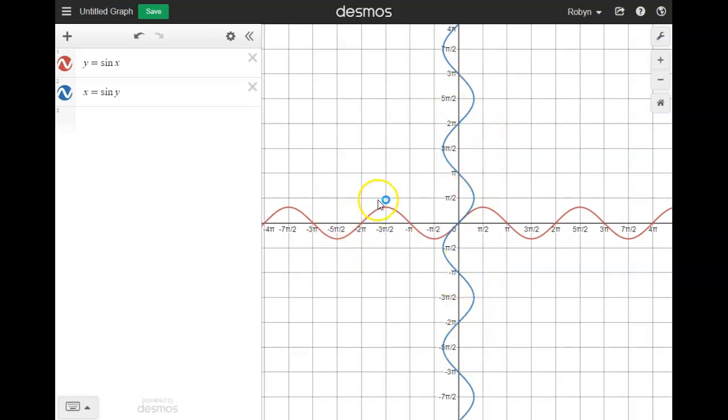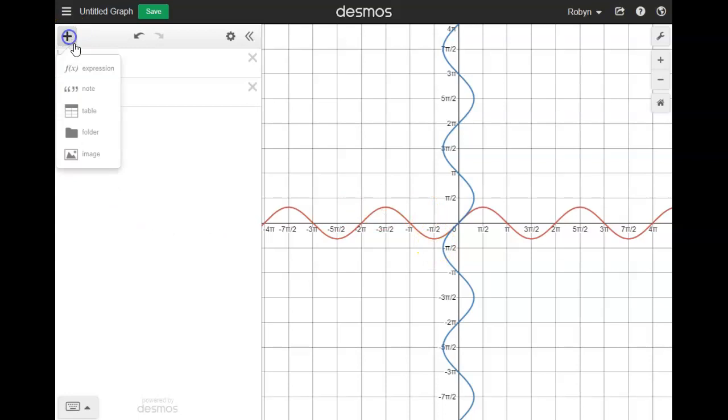Now, in order to make this function an inverse, I would need to restrict the range here so that it stops at this turning point where the y is pi over 2, and here at negative pi over 2 for the y. If I can restrict my range from pi over 2 and negative pi over 2, then what's in that region would pass the vertical line test.